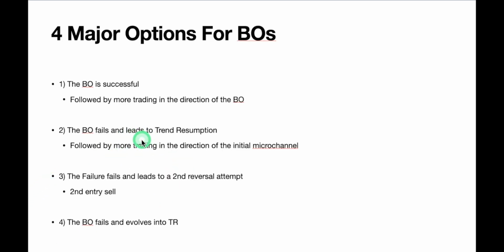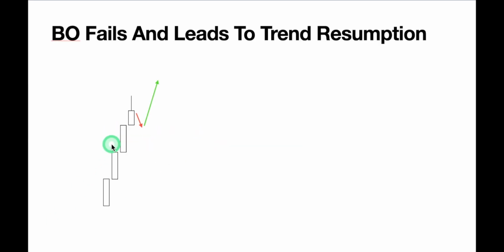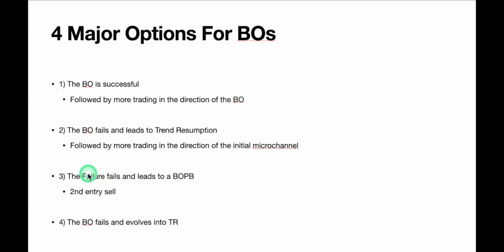So the second option here is that the breakout fails and leads to trend resumption. So the breakout against the microchannel fails. It doesn't go very far. It's not a very strong move down. And instead, trading continues in the direction of the microchannel. So we have a bull microchannel, a small bear breakout becomes a pullback, and we get resumption. So the third option here is that the failure fails and leads to a breakout pullback. So that's what we call a second entry sell.